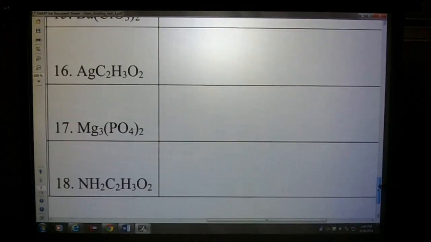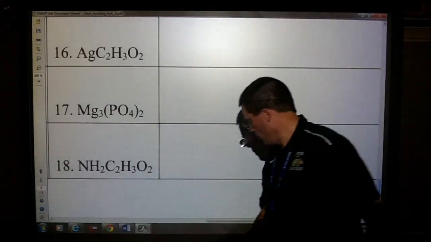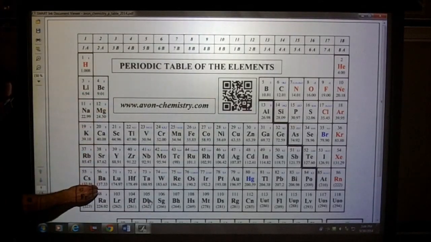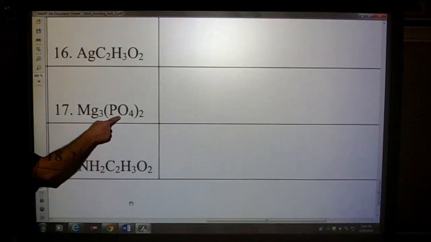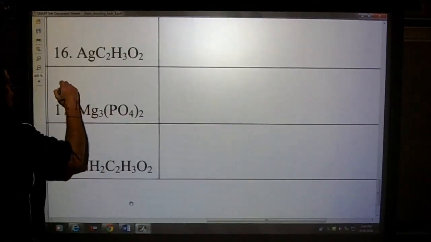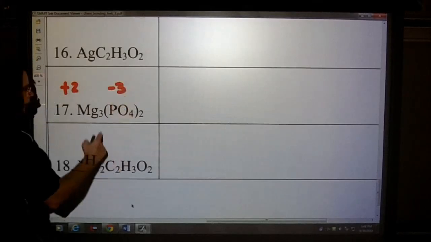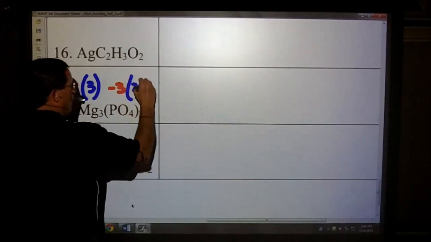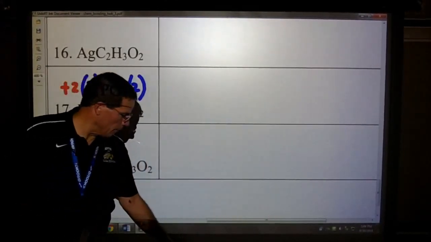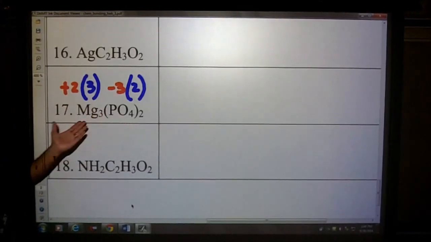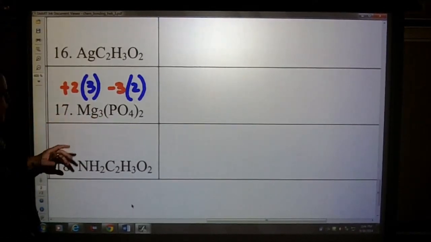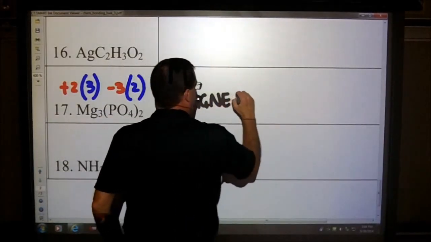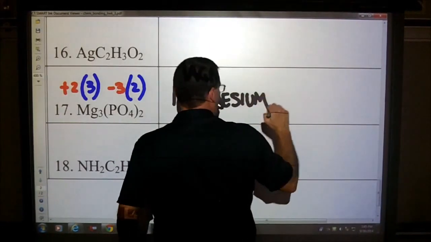And then number 17, the last example, and I hope this has been helpful. Magnesium, again, group 2A, so it has a +2 charge. And the PO4 is phosphate with a -3 charge. So we have +2, -3. That's why we have a 3 and 2 there to balance those charges out. 3 and 2. But again, when writing ionic compounds, we don't need to know that to write the name. So we have magnesium, magnesium phosphate.